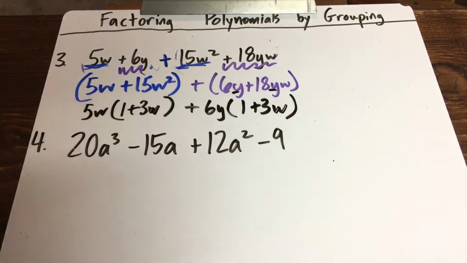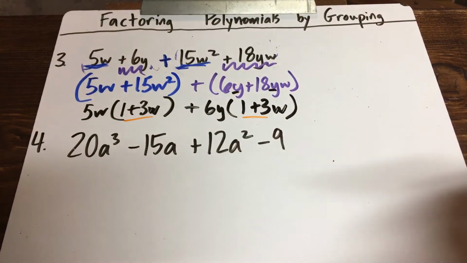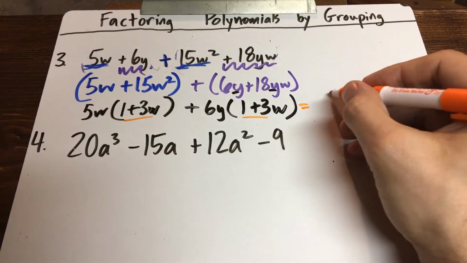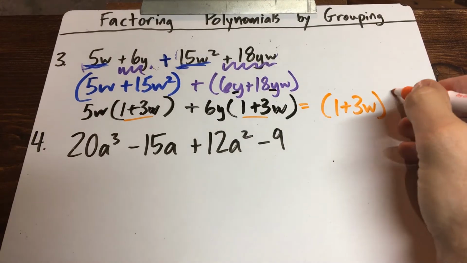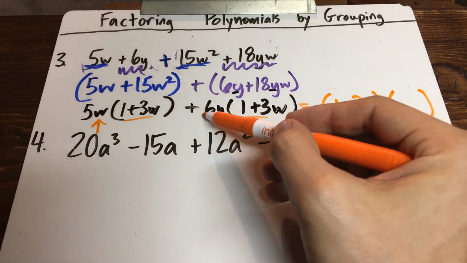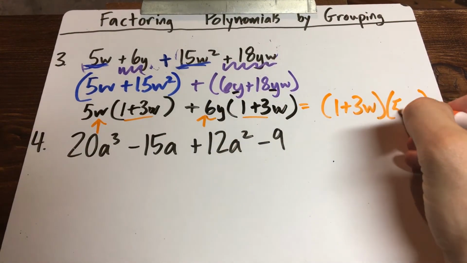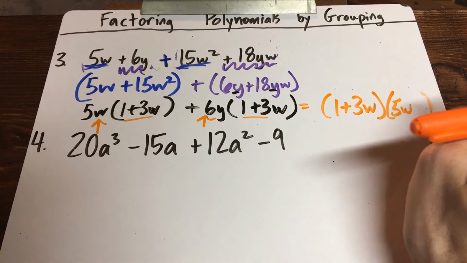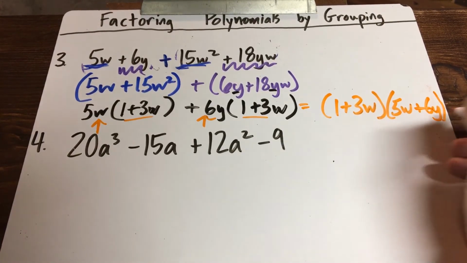And now look at this. This looks pretty good, right? My parentheses here and here are the exact same. So that's going to be the first part of my answer, 1 plus 3w. And then the second part of my answer is going to be these 2 greatest common factors, 5w plus 6y, the 2 things that we factored out of each group once we got it grouped the right way.